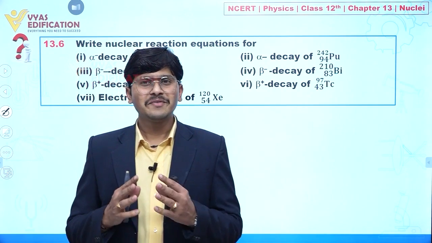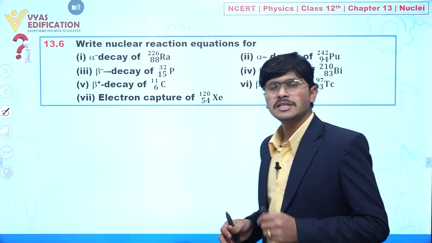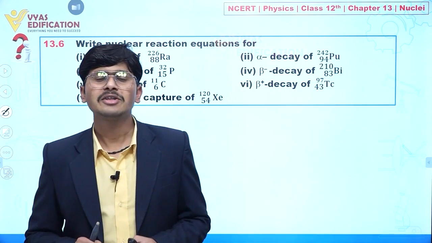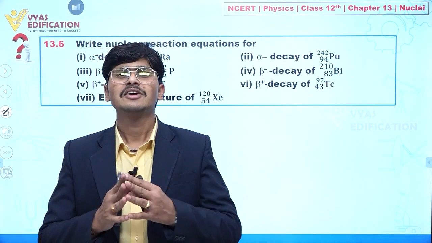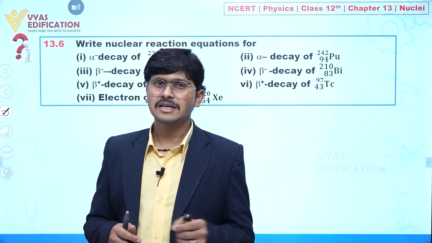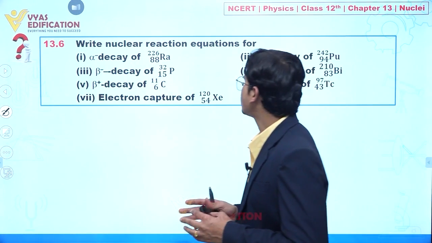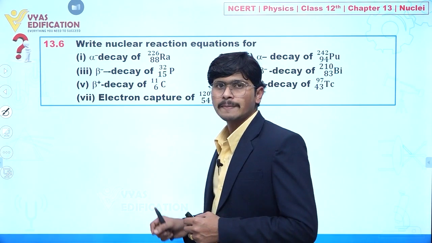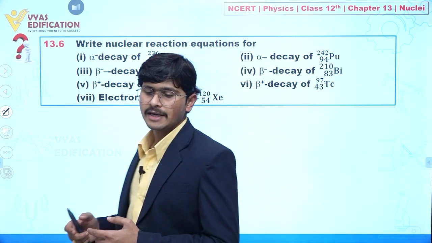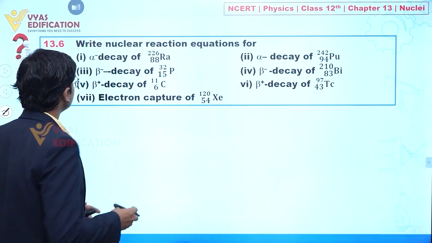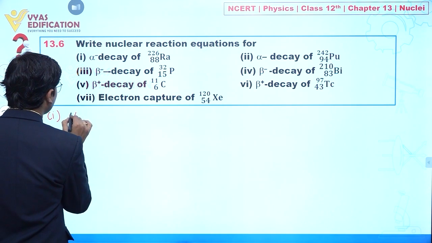So dear student, now we are going to discuss question number 13.6. This question is actually based on the properties of alpha particle, beta particle and so on. Clear? So now fully concentrate on the screen. In this question it is given that we have to write the nuclear reaction for number 1, where we have nuclei of radium and an alpha decay is taking place. Clear? So first of all let us try to understand number 1, whenever we are talking about alpha decay.